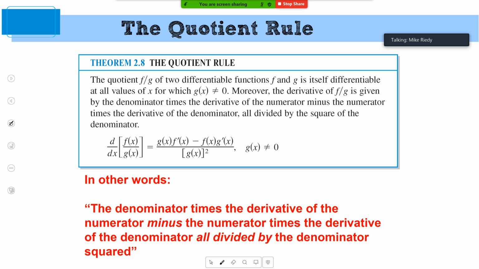And again, the thing to remember is it is not equal to f prime of x over g prime of x, even though at some point in time you're going to do that. Everybody does it. It's not right, but it is a common mistake.